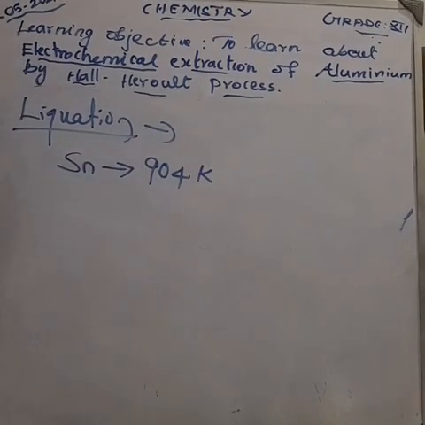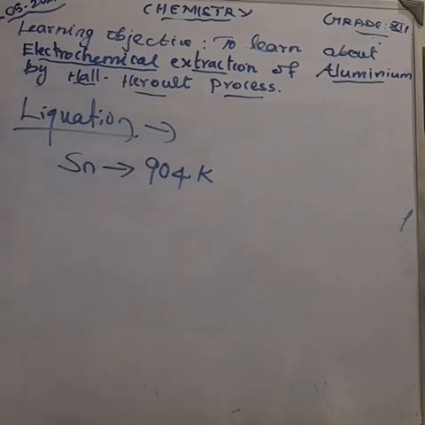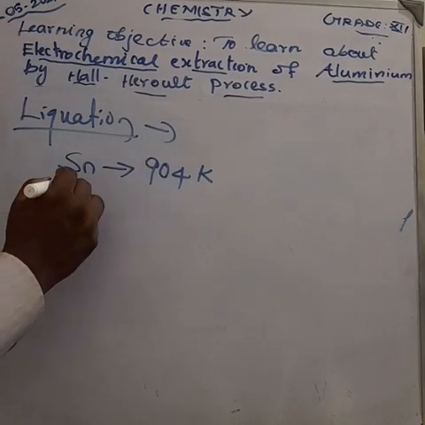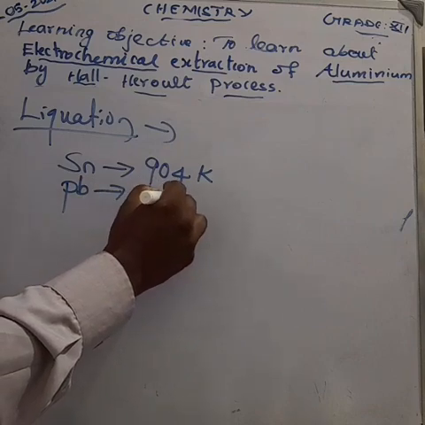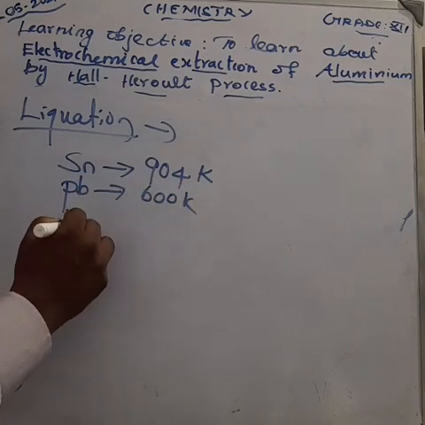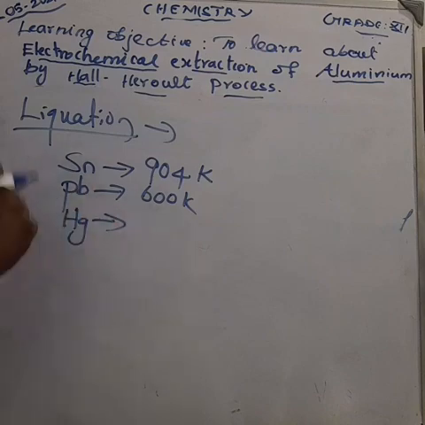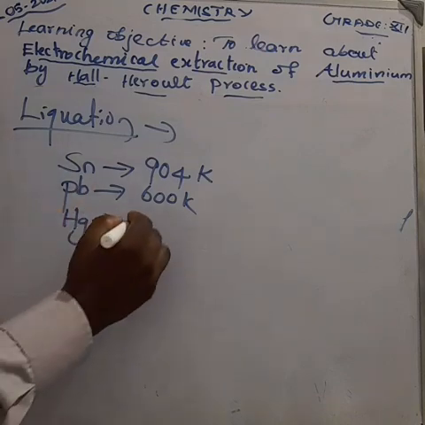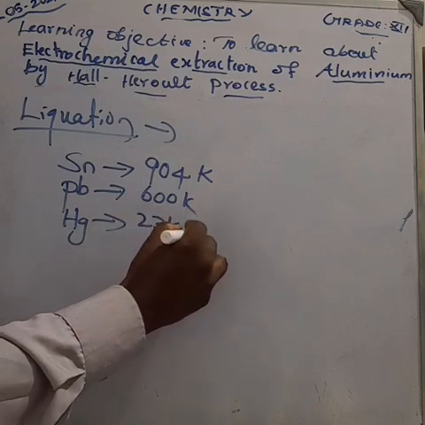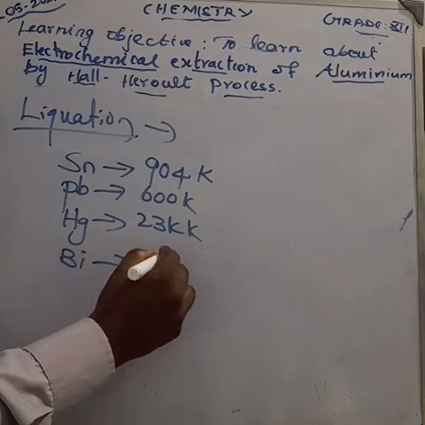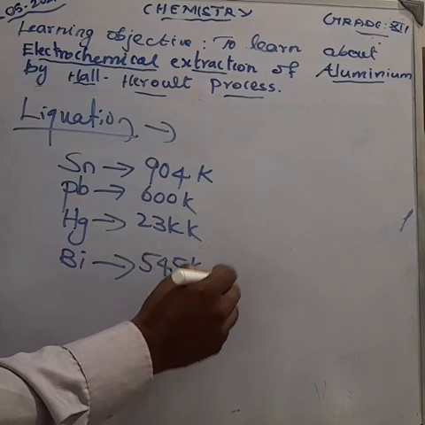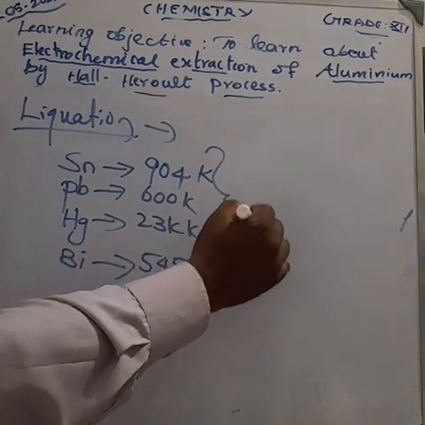Try to learn, okay, about the one-word questions. About lead, what is the boiling point of lead? 600 Kelvin. About the mercury, the melting point is 234 Kelvin. And bismuth, the melting point is about 545 Kelvin. These are some one-word questions. Try to underline this area.